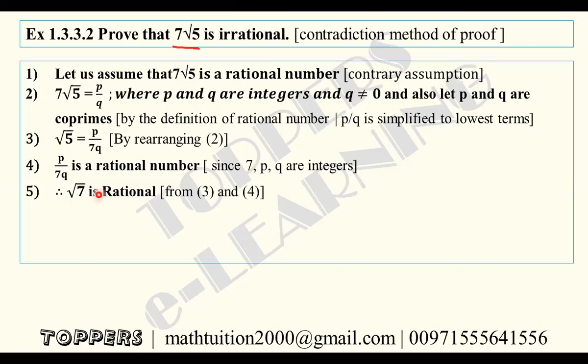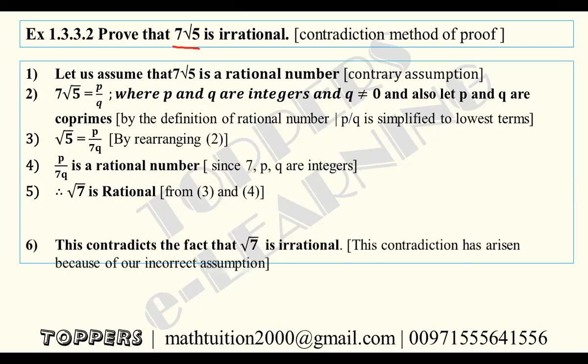Therefore, root 7 is a rational number from 3 and 4. But it is actually a wrong statement. We know root 7 is irrational. We have proved it before.